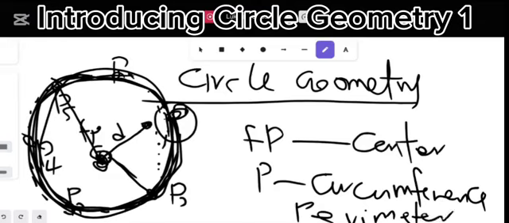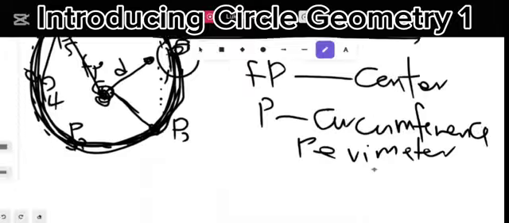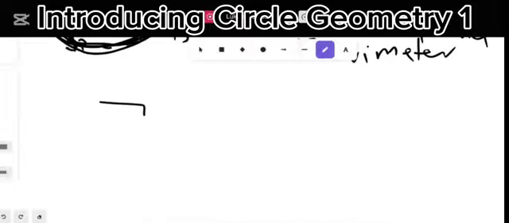Perimeter generally means the total distance surrounding a shape. If a shape looks like this, you understand it better now. You know this is called a square. The distances are always the same. It is 2.